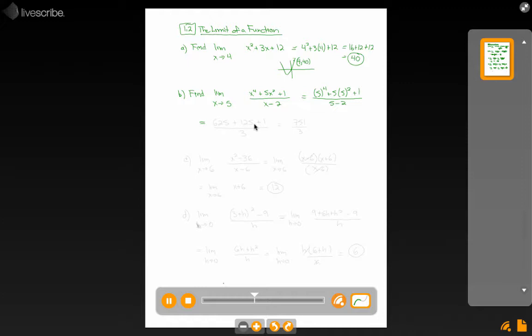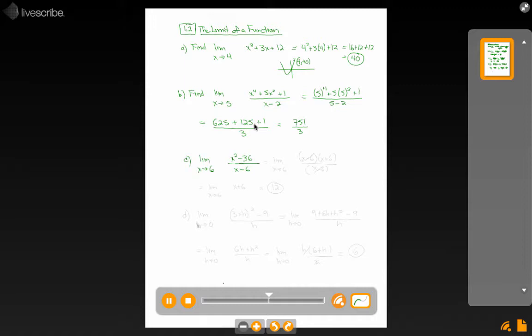So again, if your function or your expression that you're finding the limit of is defined at that value, the simplest way to do it is to just put in the numbers and see what you get. So here you have 5 to the 4 is 625 plus 5 times 5 times 5 is 125 plus 1 divided by 3. So you've got 751 divided by 3. And you could put it into a decimal or leave it as a fraction, but that's about as good as it's going to get. And you don't need to start factoring something unnecessarily here.